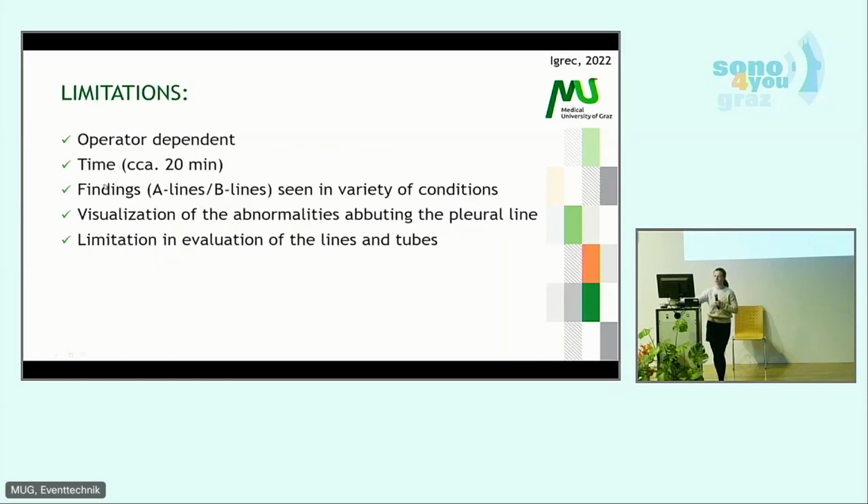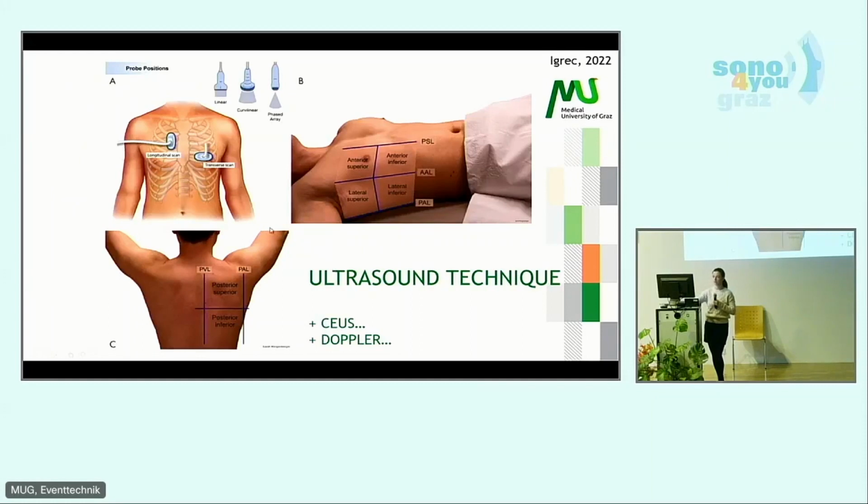Limitations: it is operator dependent, and you need around 20 minutes to perform an ultrasound of the whole lung. The findings you see are seen in a variety of conditions. So you need to choose your transducer really well, because the visualization of the abnormalities is just below the pleural line. So we are trying to go as deep as we can. And as I said, we don't see Lysen tubes, which we see in radiography.